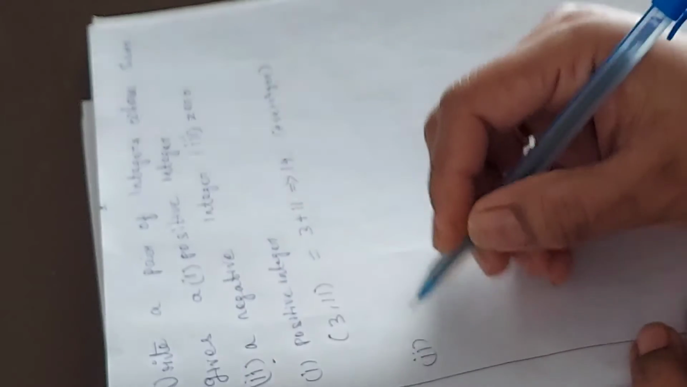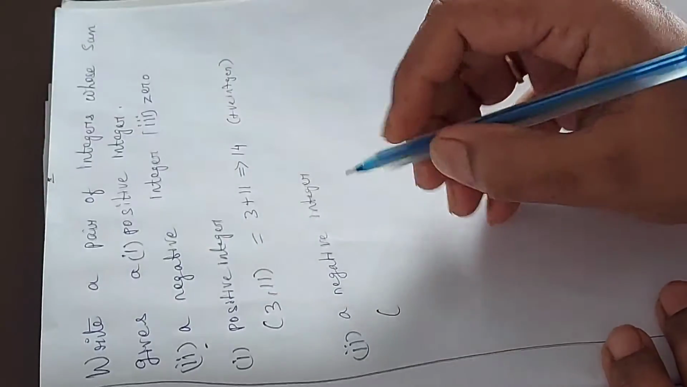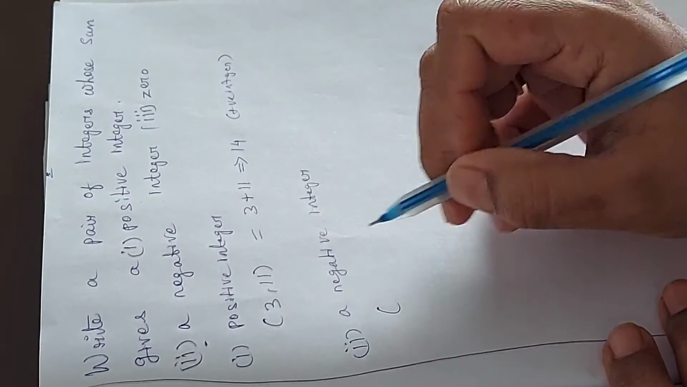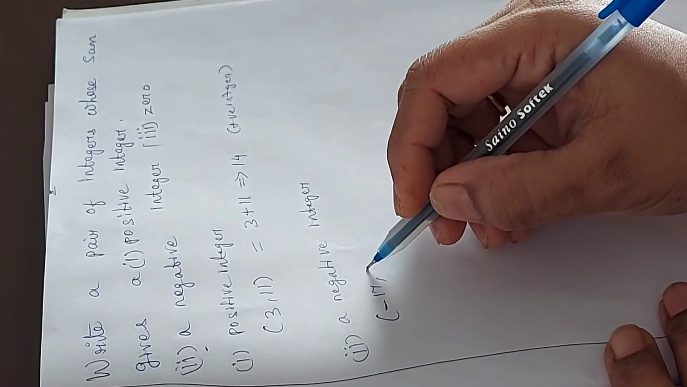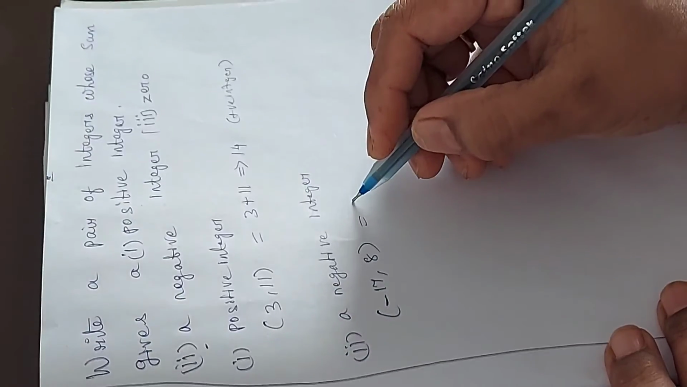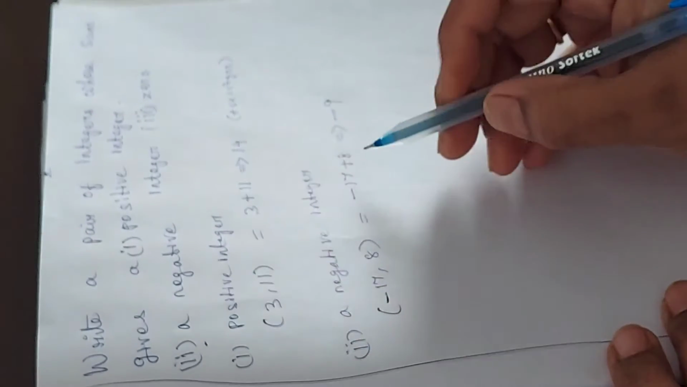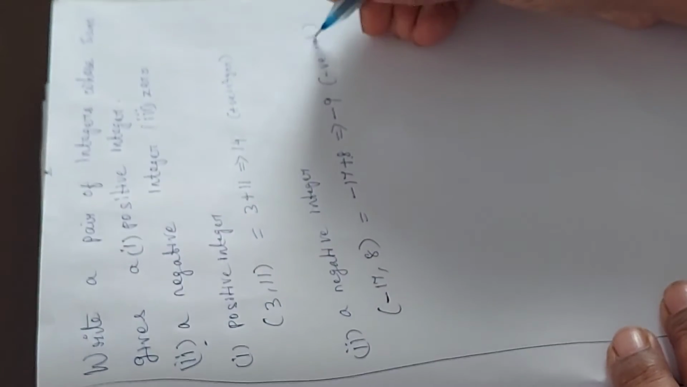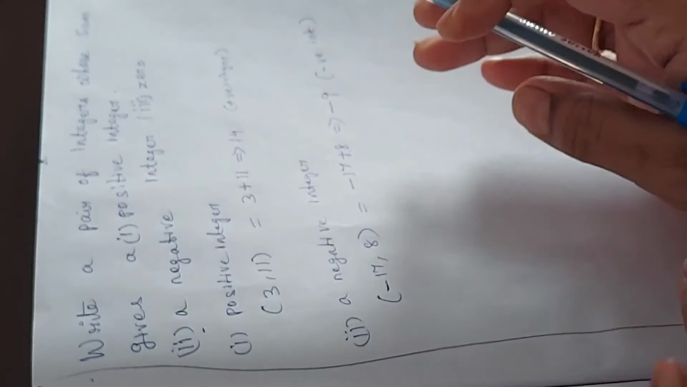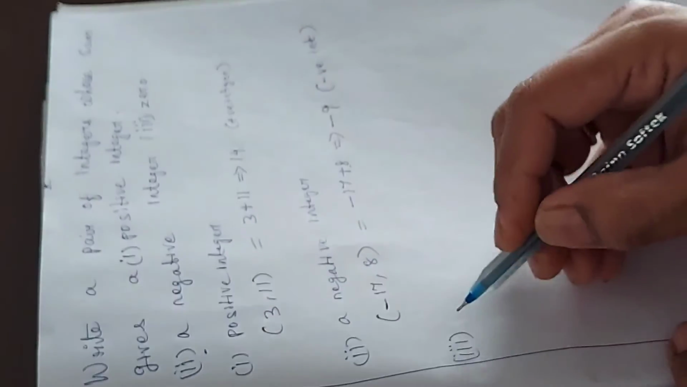So the second one is negative integer. The answer should come as a negative integer. So for that, if we have to get a negative integer as our answer, then we have to take the higher number in negative sign. You all know that, right? So I am taking minus 17 and let us take 8. If I add minus 17 plus 8, then it will give the answer in negative sign, as minus 9. So minus 9, which is a negative integer. Okay children, if you want a negative integer as our answer, you have to take the higher number in negative sign.